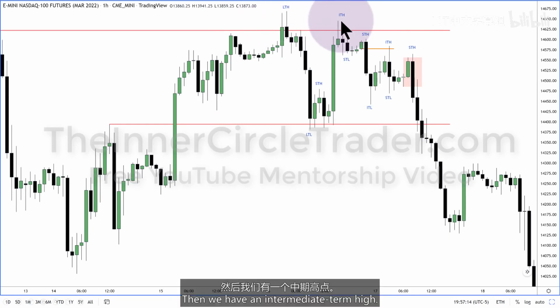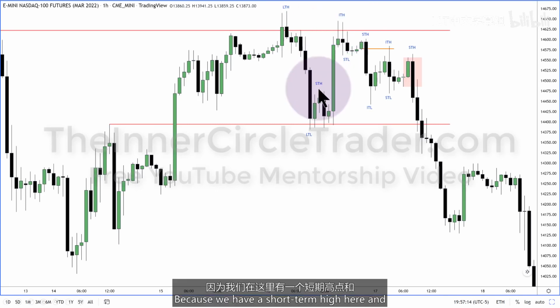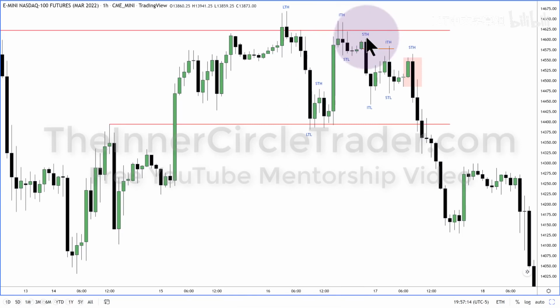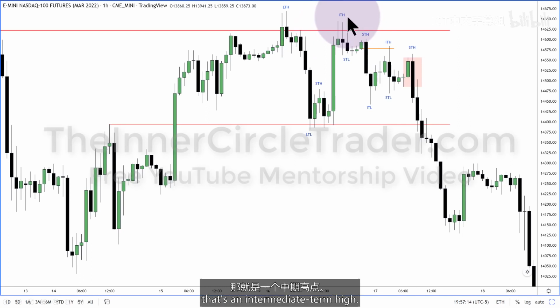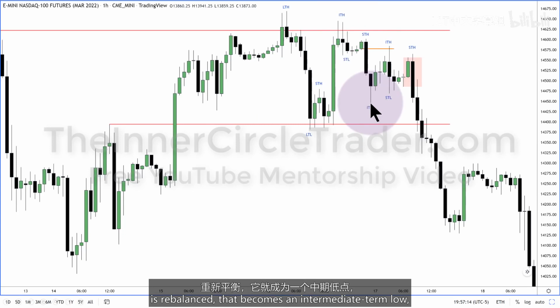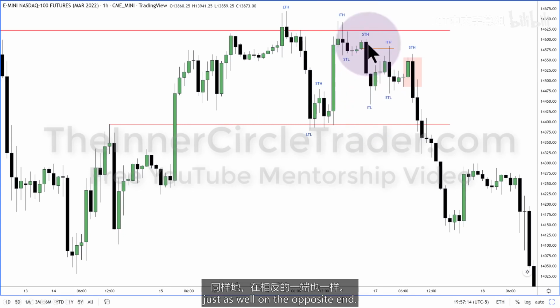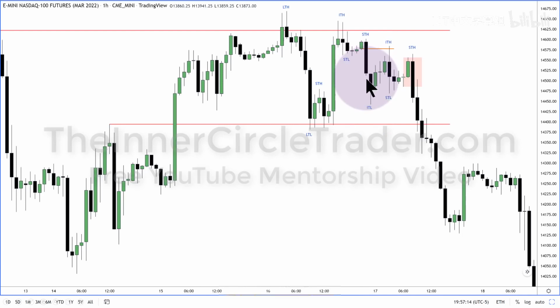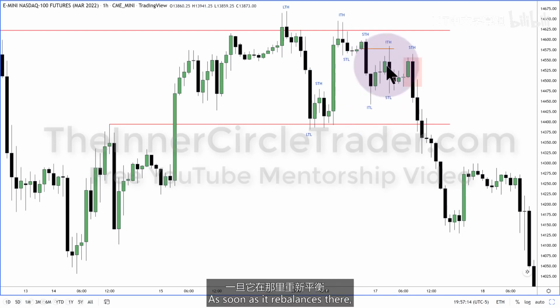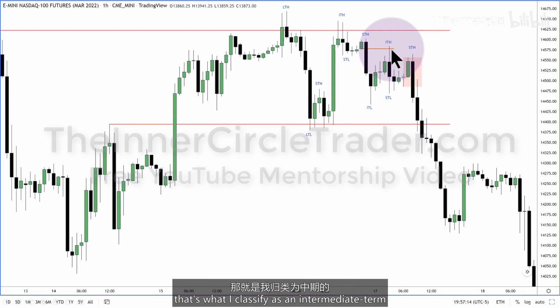That's a long-term high. Then we have an intermediate term high. Why is this an intermediate term high? Because we have a short-term high here and a short-term high here. So between two short-term highs, the highest high between those, that's an intermediate term high. But the main takeaway for your notes so far is anytime an imbalance, like this big candle up, is rebalanced, that becomes an intermediate term low. Just as well on the opposite end, this down move here, that's a fair value gap. As soon as it rebalances there, that's what I classify as an intermediate term high.